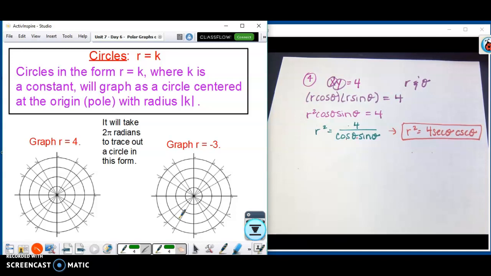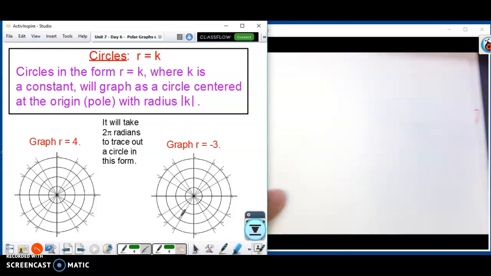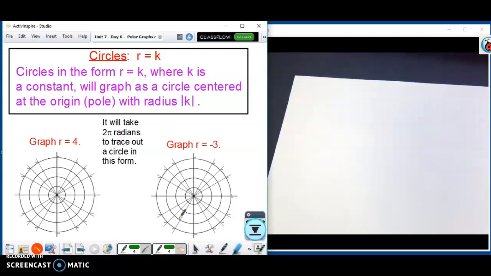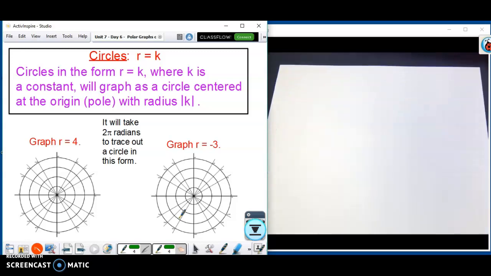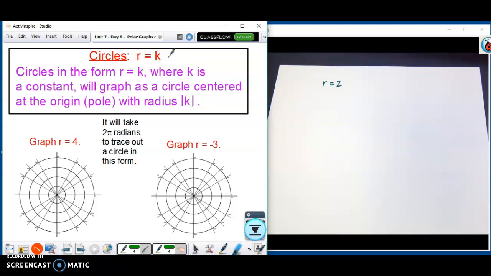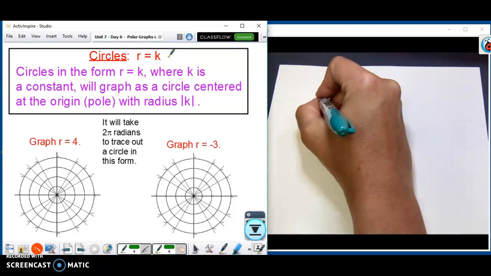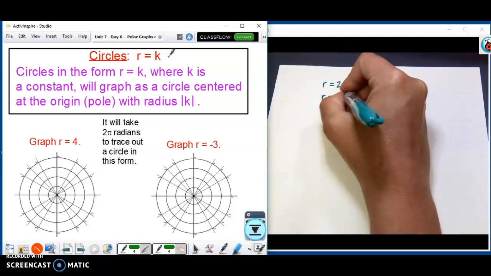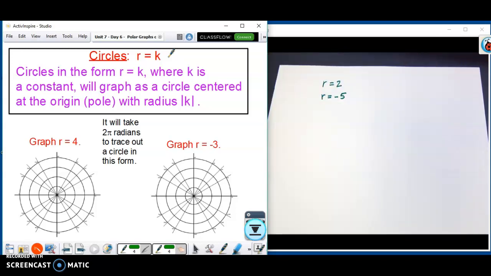So if we take a look at what it says, circles is r equals k. So if you ever have r, which you know stands for radius, equals a number, that is going to be a circle. So for example, if you have r equals 2, that means the radius is 2 and it's going to be a circle. This could also be a negative number, so we could have r equals negative 5, that will also be a circle.